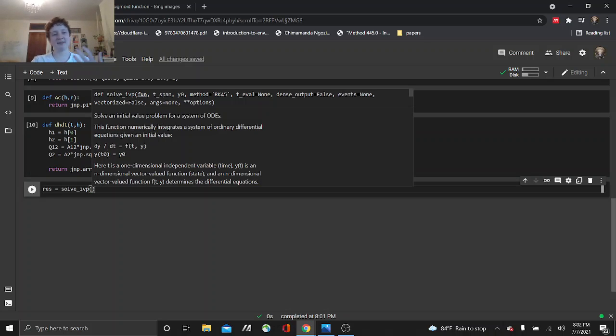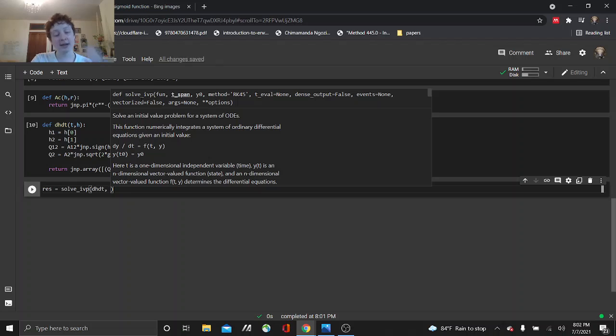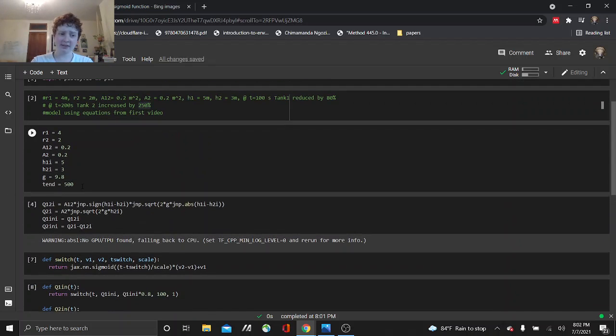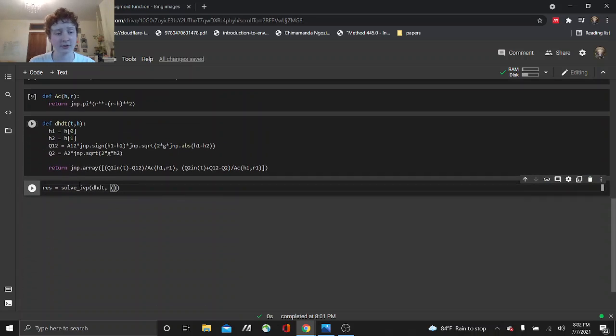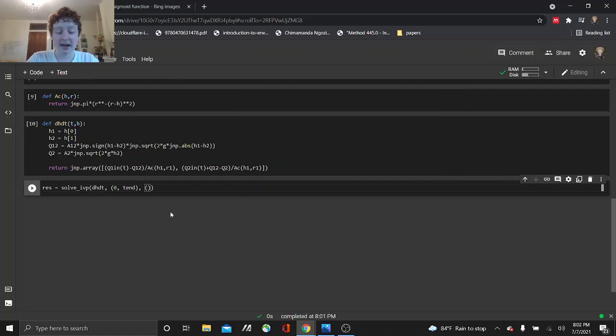We've got some inputs, and this tells you all the information up here for initial value problems. We need our function. Our function is dh dt, and we're going to have our time span. Right up here, I said that our end time is 500 seconds, so our time span starts at 0 and goes to t end, which is 500 seconds. Then our initial values for y are just our heights, h1 initial and h2 initial.